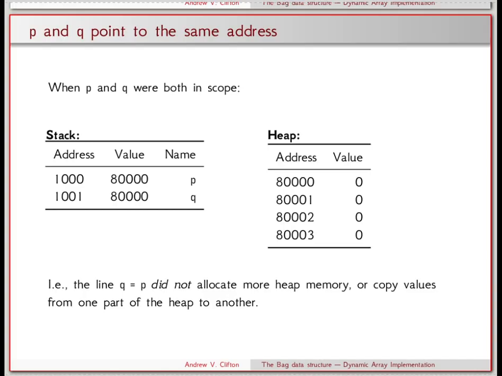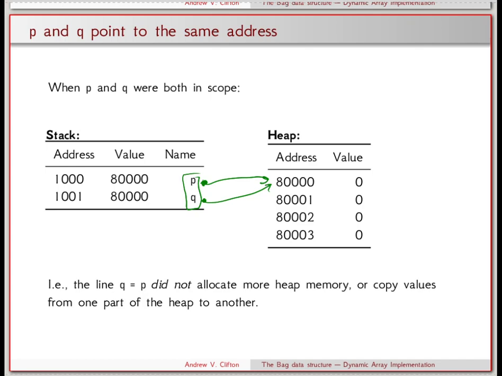So this is just emphasizing that we have the same address here, right? When both P and Q existed, P pointed to address 80,000, and Q also pointed to address 80,000. So even though they're separate variables on the stack, under the hood, they both point to the same thing. They both point to the same array.